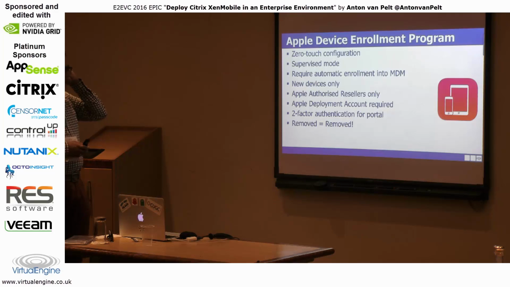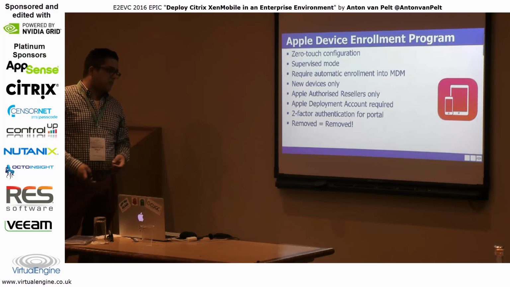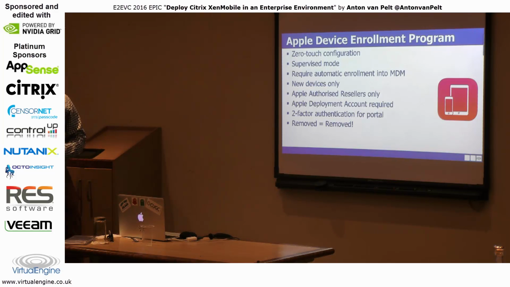When using the online tool, the Apple Device Enrollment Program, pay attention that you need to put in two-factor authentication. So this is done via SMS, so you need to register the mobile phone number for each applicant. If you remove a device that was managed by DEP from the portal, it's forever managed. You can't put it back into the device enrollment program. So removed is removed.